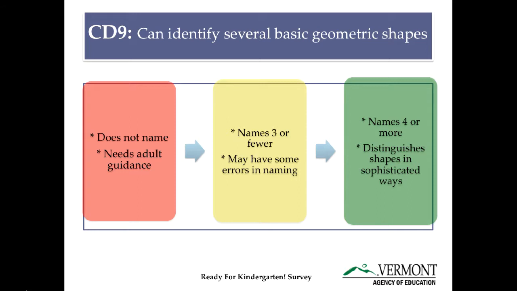When children are rated as performing independently for this item, they can name 4 or more geometric shapes correctly, and they may be able to do so in sophisticated ways. For example, describing a triangle as an obtuse triangle.